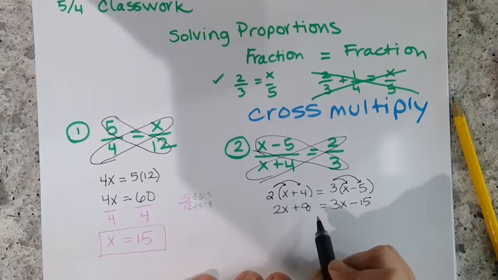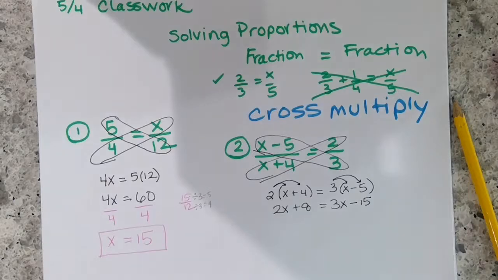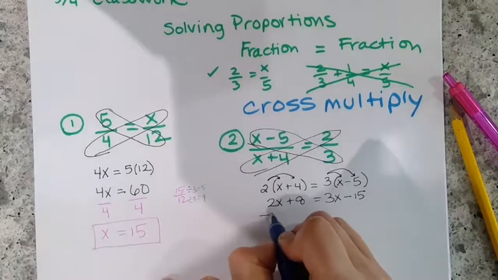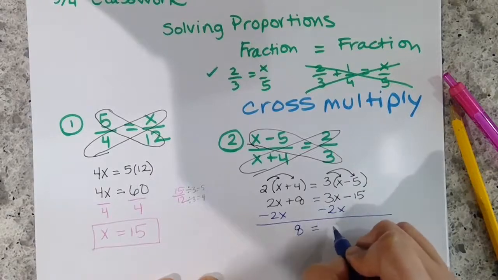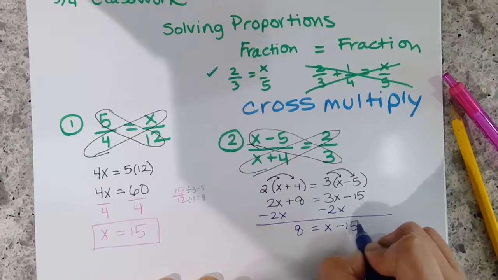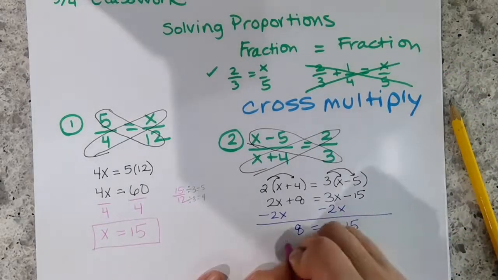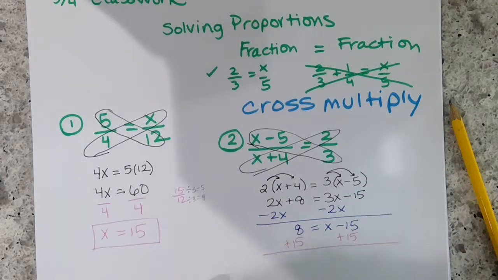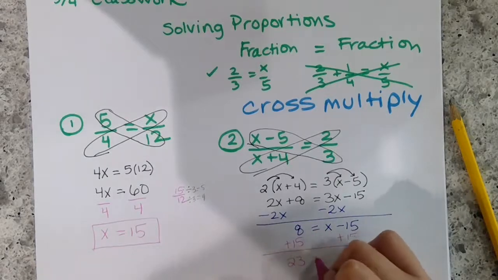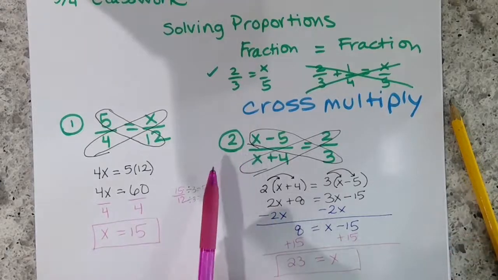Now you're going to move everything to one side. You could subtract 3x from both sides or subtract the 2x. I like to keep my x's positive, so I'm going to subtract the 2x, but it doesn't really matter. So minus 2x, minus 2x. So you get 8 equals x minus 15. Add 15 to both sides. And this actually now kind of looks like the homework problems you guys usually get. So 8 plus 15, 23 equals x.